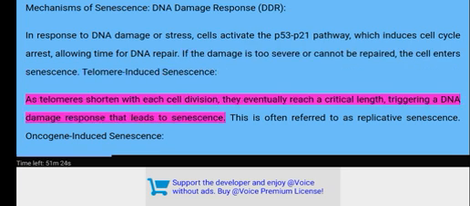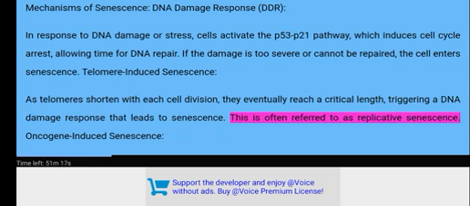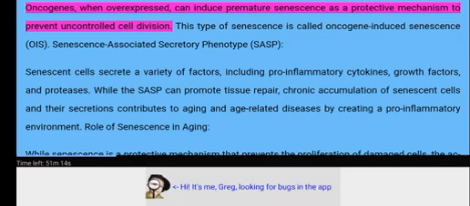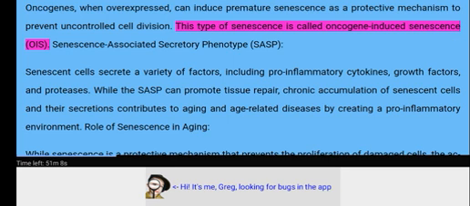Telomere-induced senescence. As telomeres shorten with each cell division, they eventually reach a critical length, triggering a DNA damage response that leads to senescence. This is often referred to as replicative senescence. Oncogene-induced senescence. Oncogenes, when overexpressed, can induce premature senescence as a protective mechanism to prevent uncontrolled cell division. This type of senescence is called oncogene-induced senescence, OIS.